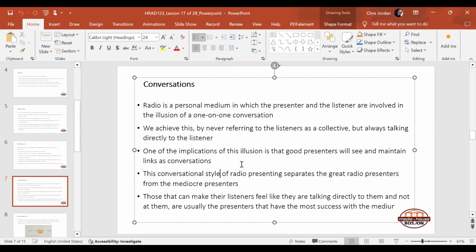Okay. So, one of the implications of this illusion is that a good presenter will see and maintain links as conversations, that person to person dialogue that you're having. Again, very personal, very connective. The conversational style of radio presenting separates the great radio presenters from the mediocre presenters that don't get it.